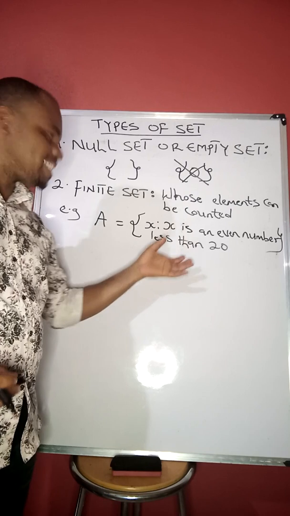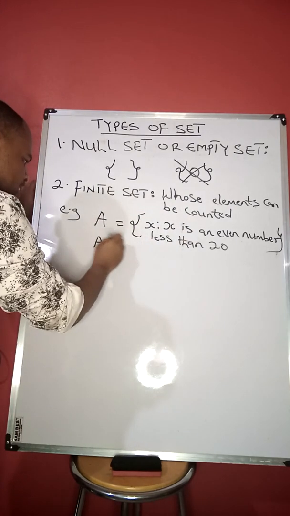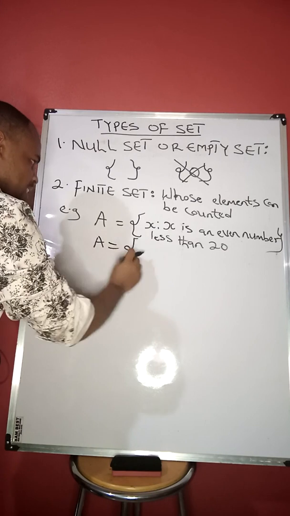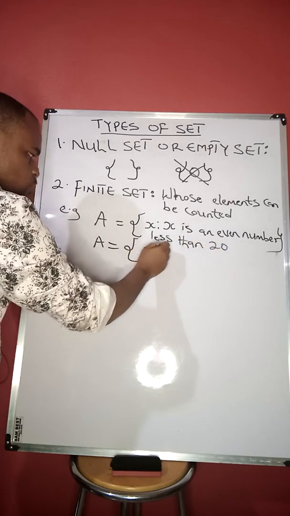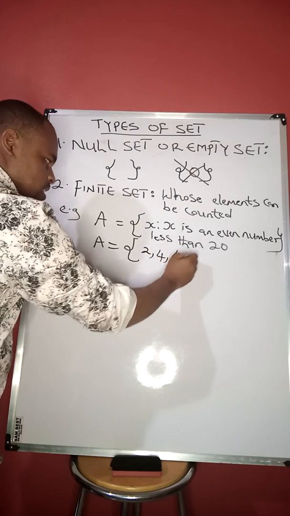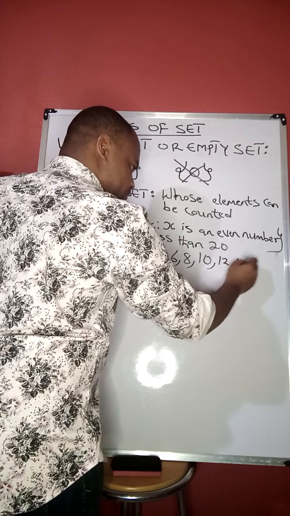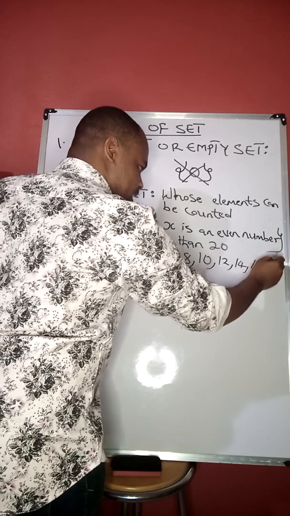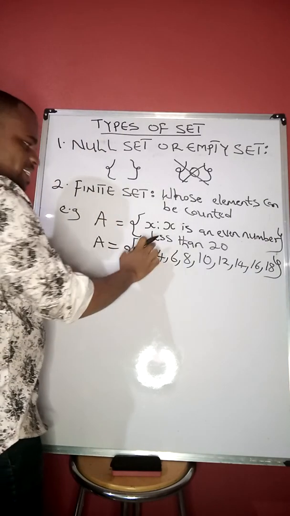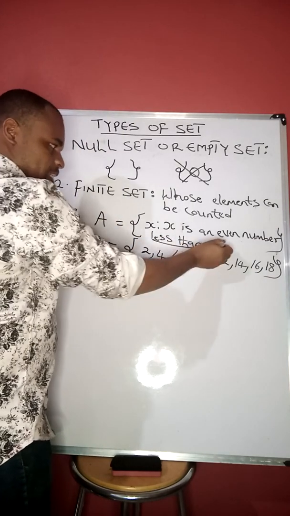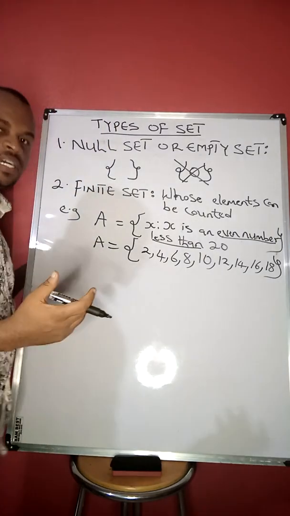We can actually determine all the elements of this set A. So let's define the element of set A. So the element of set A is the set of even numbers less than 20. So we start 2, 4, 6, 8, 10, 12, 14, 16, and 18, because the definition of this set says less than 20. Don't forget they say even number. You must remember what your even number is.